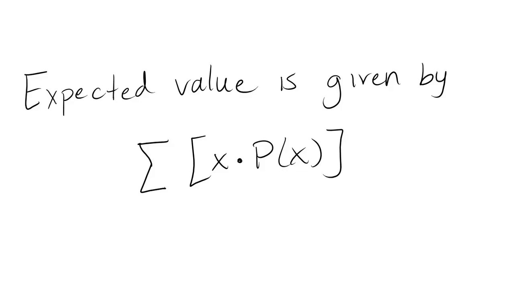It says expected value is given by, and then we have this funky sigma notation. Remember, that's the notation for a sum. So this is the sum of, we have brackets around these, so we're going to add up all things of this type. And what does this say? It says take each value of the variable and multiply it by its corresponding probability. So in other words, we're going to find all of the possible values of the variable. We're going to multiply each of those by their corresponding probability, and then we're going to add up all of those products. So it's the sum of the products of the values of the variable and their corresponding probabilities.